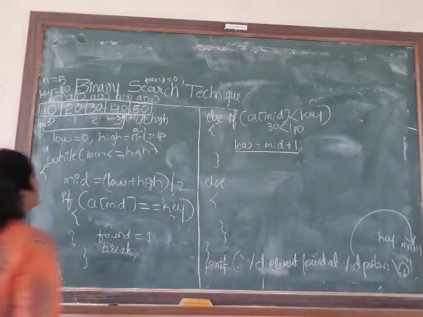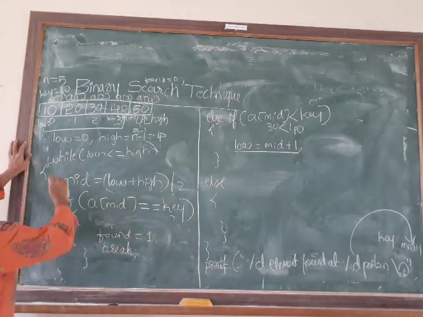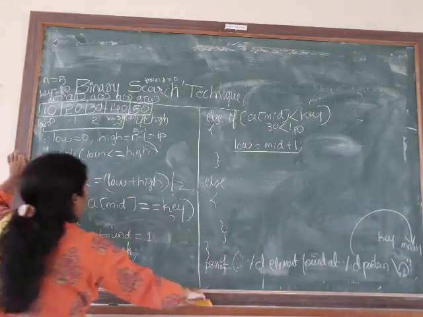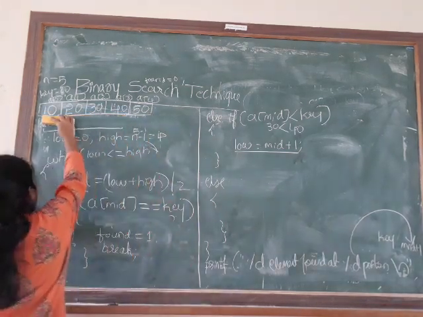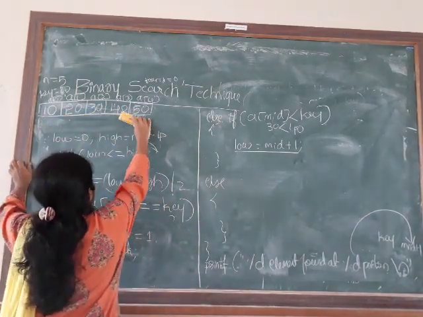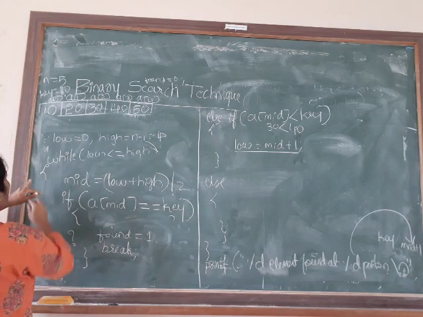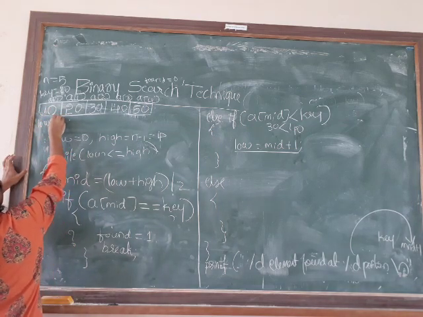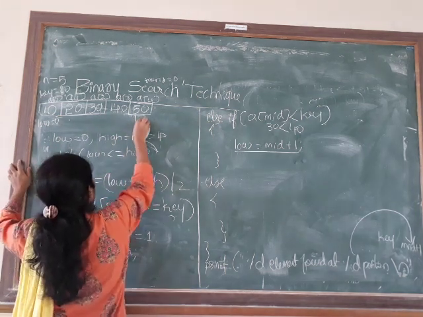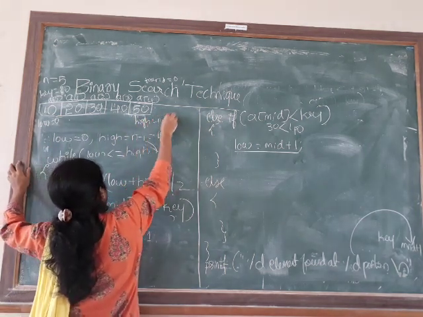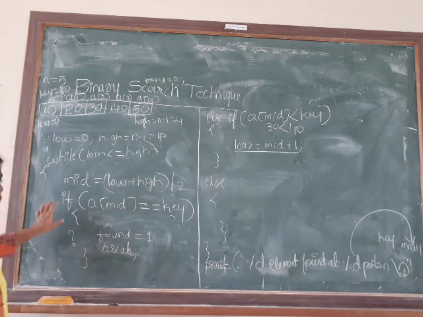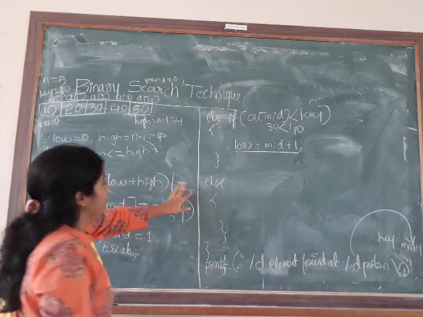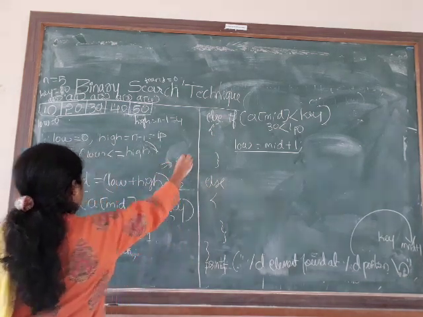Now, again please consider low as 0. This is the fresh input I am giving. So you need to consider the iterations from the beginning. Low is equal to 0, high is equal to n minus 1, that is 4. Next again, mid is equal to low plus high divided by 2, it remains the same, that is 2. Mid is equal to 2.